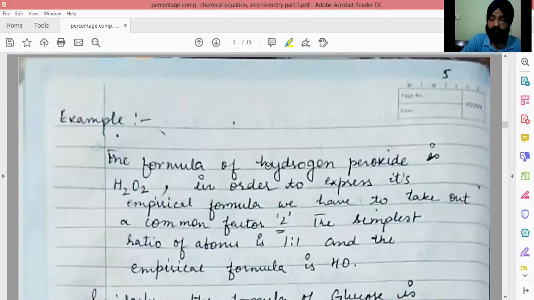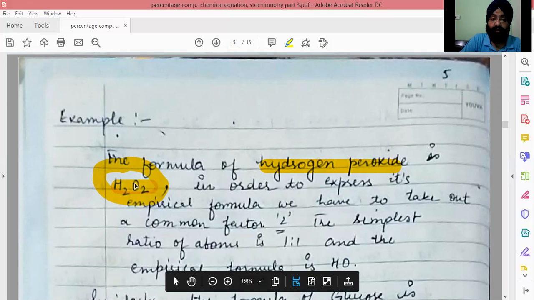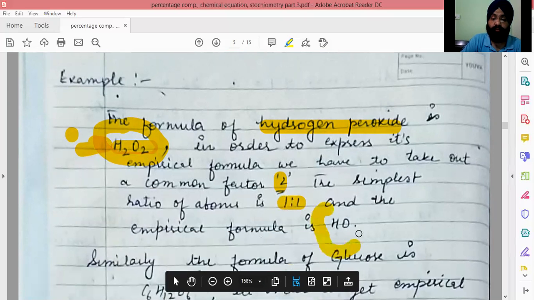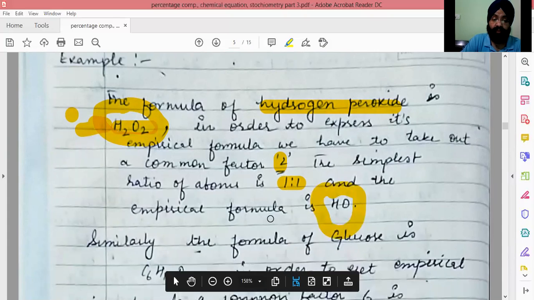Example: the formula of hydrogen peroxide is H2O2. Now, in order to express this H2O2 in its empirical formula, we have to take out a common factor first of all. The common factor is 2. When we take the common factor out of it, we get the simplest whole number ratio 1:1. So the empirical formula of hydrogen peroxide is HO.